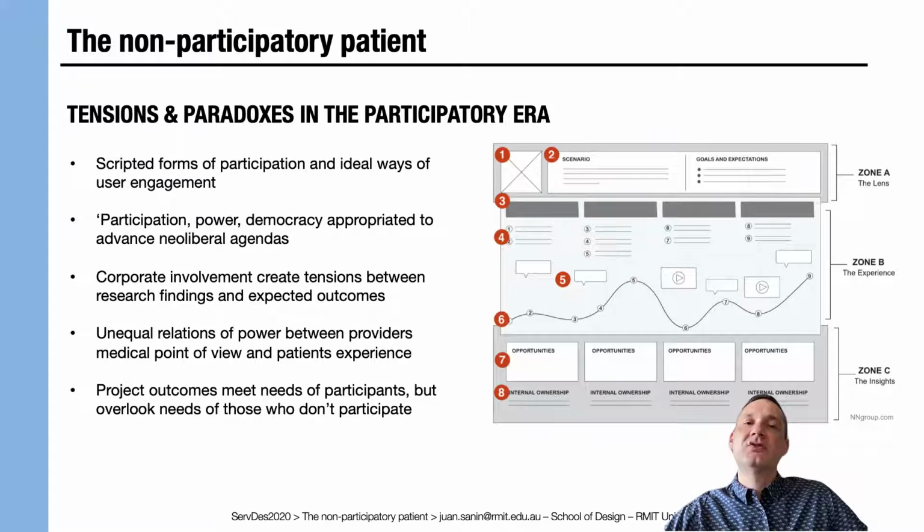The unequal relationships of power between medical and scientific points of view of healthcare providers and the life experiences of patients. And the fact that project outcomes of participatory processes might meet the expectations of participants, so the needs of those patients who participated. But those outcomes could overlook the needs of those who don't participate.